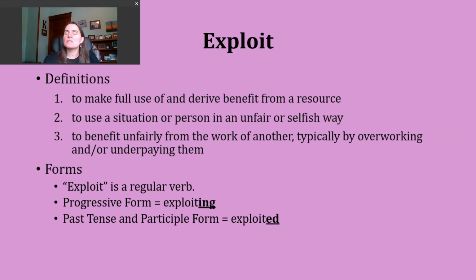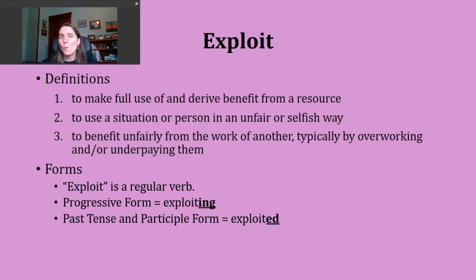A second way to use the verb exploit can mean to use a situation or a person in an unfair or selfish way. So with this second definition, our verb takes on a pretty negative meaning. So it many times implies what's being said here. We are using someone or something else where we get all the benefit, and they may get no benefit, or they may be put in a worse off position.